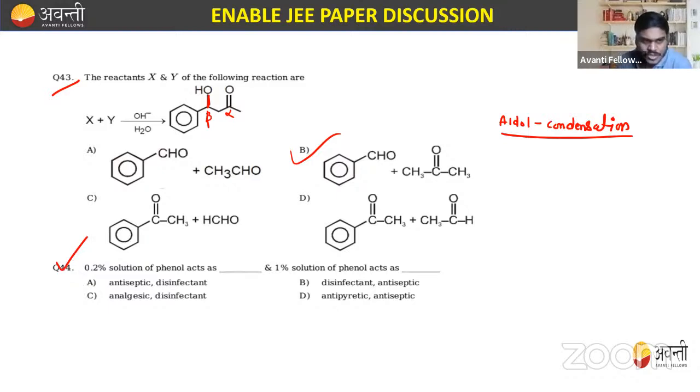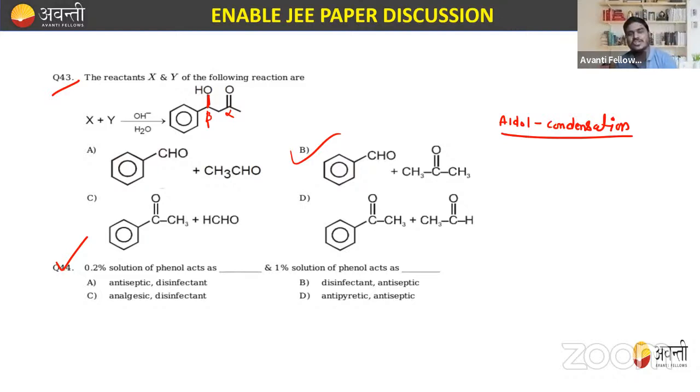That is 0.2% of phenol. This question is from chemistry in everyday life. So a 0.2% solution of phenol acts as what, and a 1% solution of phenol acts as what? You have to identify the correct answer. Yes, beta, very simple question. Quickly tell me which option is the correct one. A 0.2% solution of phenol acts as a what? Disinfectant or antiseptic? Yes, beta.